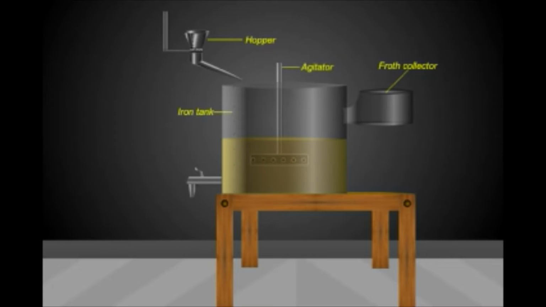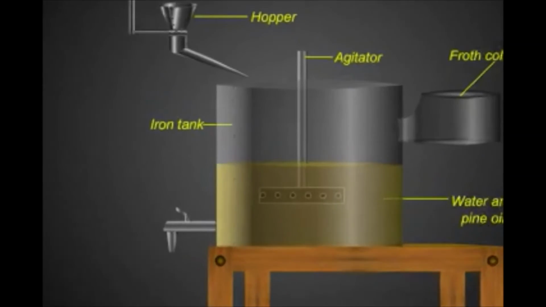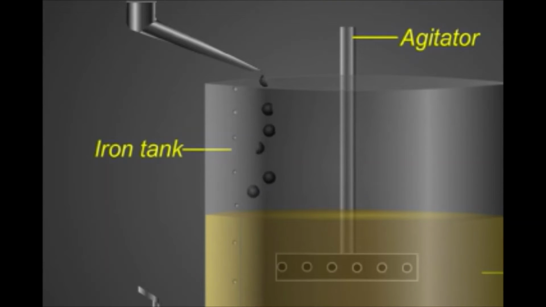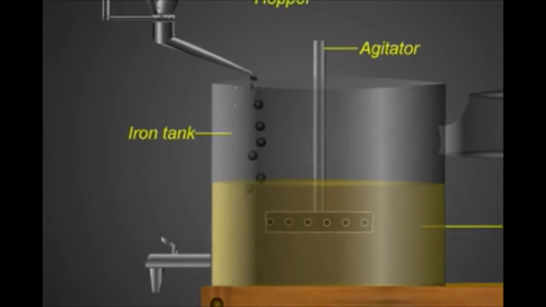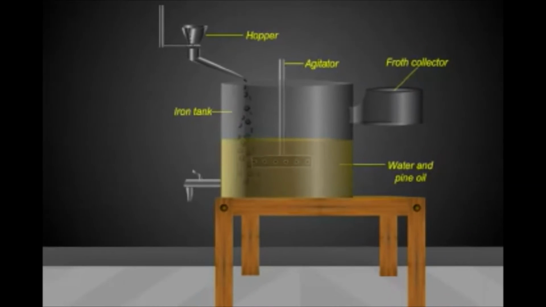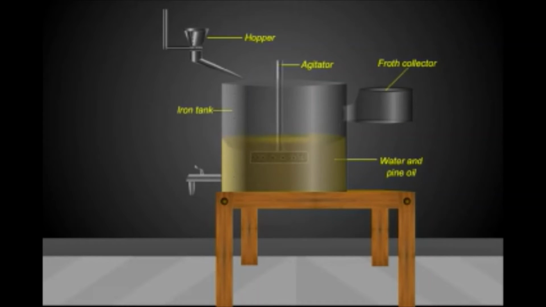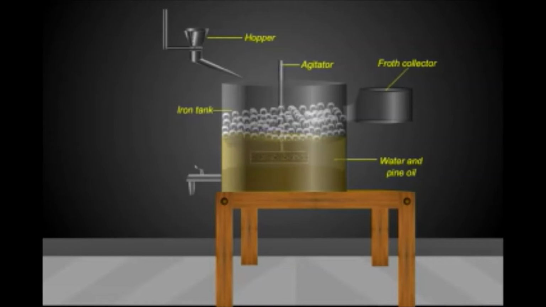an agitator. In this process, a mixture of water and pine oil is taken in the tank. The impure powdered sulfide ore is dropped in through the hopper and compressed air is blown in through the agitator. The agitator is rotated several times. As a result, froth containing the sulfide ores is formed at the top of the tank and impurities settle down and are let out through an outlet at the bottom.